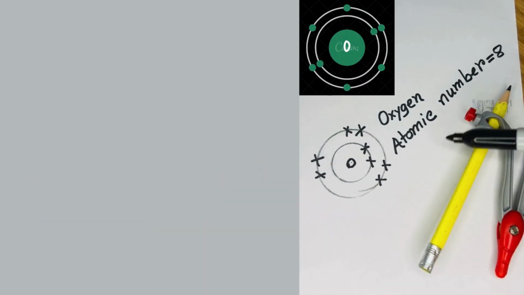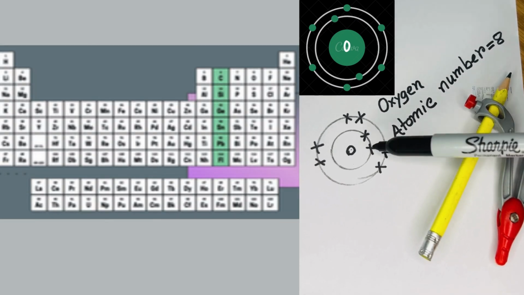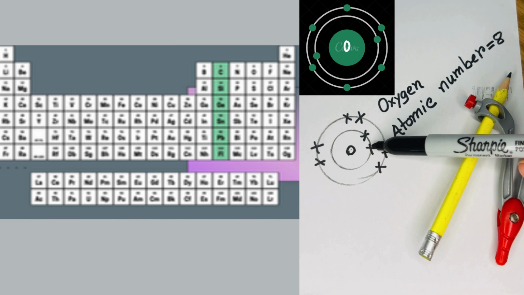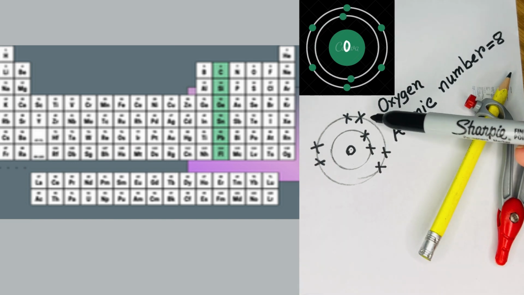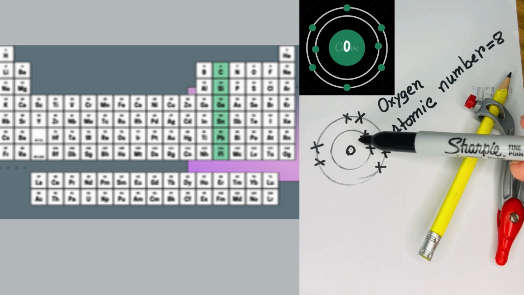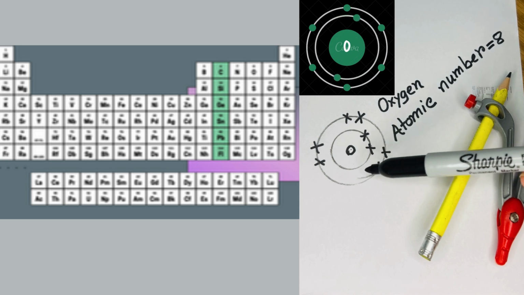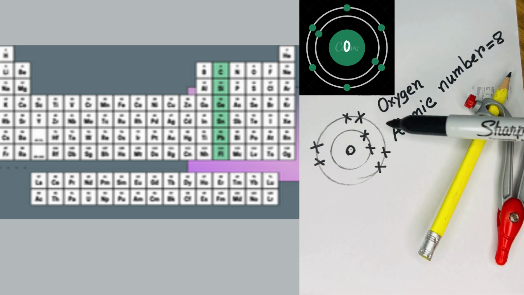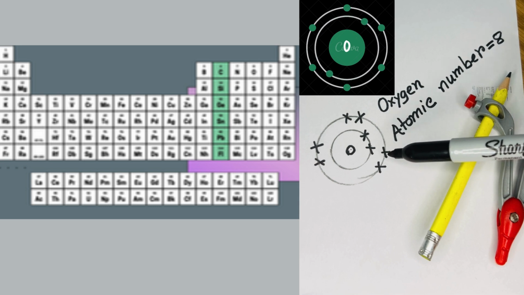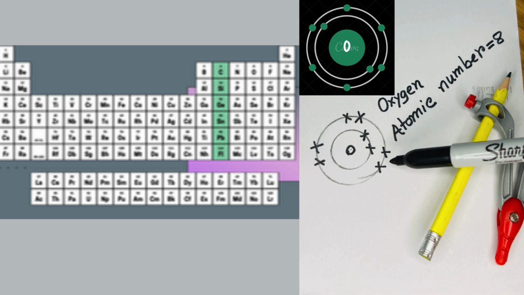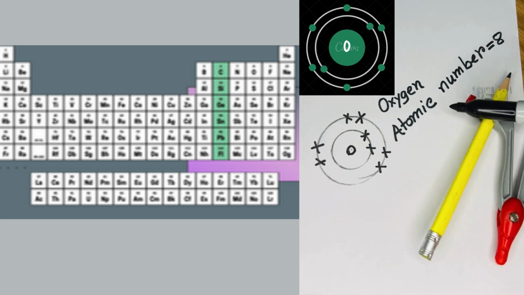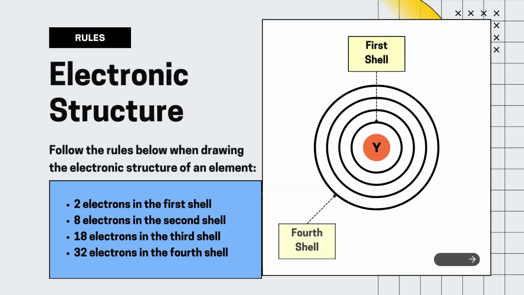All right, oxygen's atomic number is 8. We'll start with the first shell. Two electrons can go in the first shell, and then we still have 6 electrons. So we will add a second shell and place the 6 more there. Then the total is 8, the atomic number, which is the total number of electrons. So here is the electronic structure of oxygen.